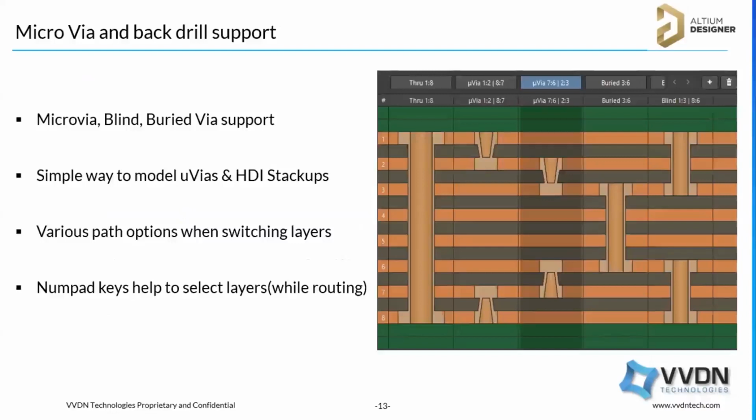Okay, so we can create micro via, blind via, and buried via. And you can see this image. This is a laser drilled via. Micro via, laser drilled. Okay, so that is the difference between these two. And it's very simple to define. You can add one via type and change the layers to start and stop layers, so automatically it will create. So here you can see this is 1 to 2 and 2 to 3, and from 3 to 6, like that you can directly use some buried via. Okay, so various options we have to switch the layers between top to the bottom.